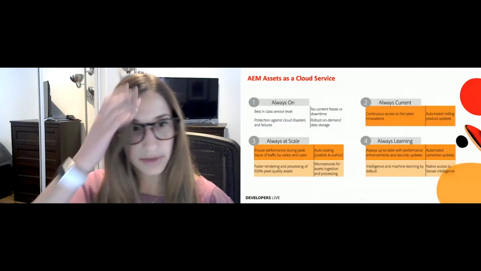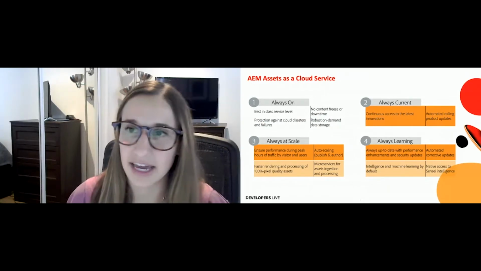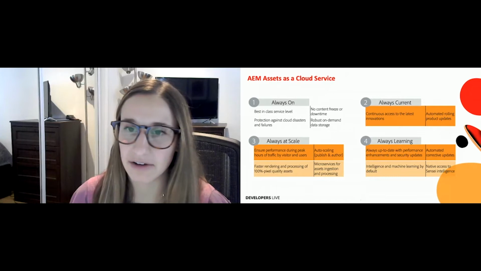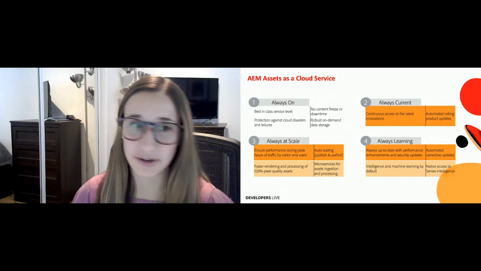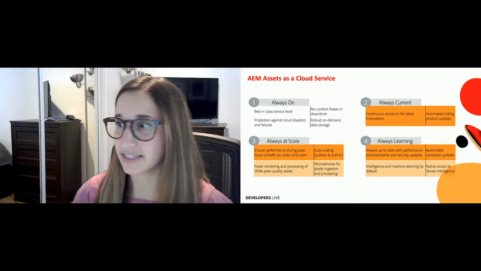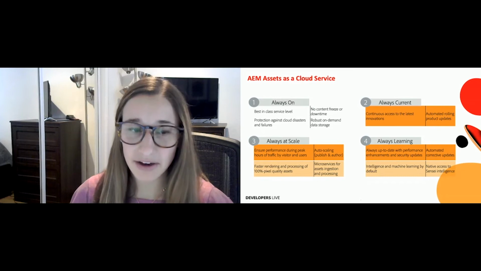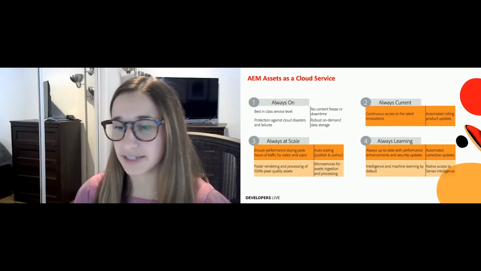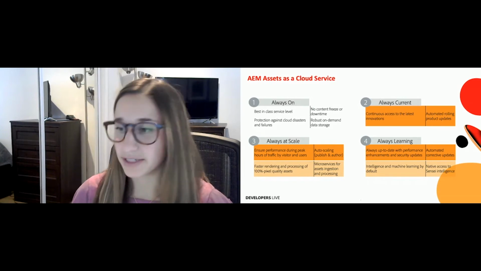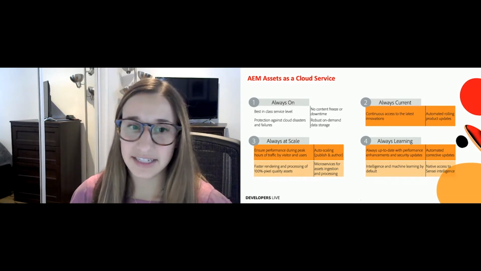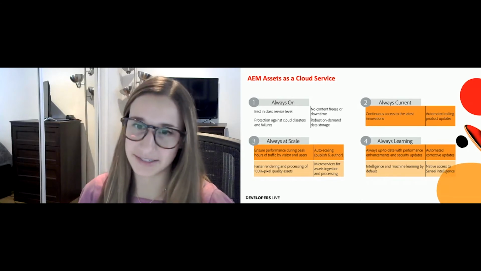Okay. So if you knew AEM before, we recently moved to the cloud. And why did we move to the cloud? Well, for one, it's always on. Two, it's always current, which means it's versionless. There are automated rolling product updates. Three, it's always at scale. There's auto scaling and microservices for asset ingestion and processing. And lastly, it's always learning. With data, engineering teams are able to track global performance and perform automated corrective updates.